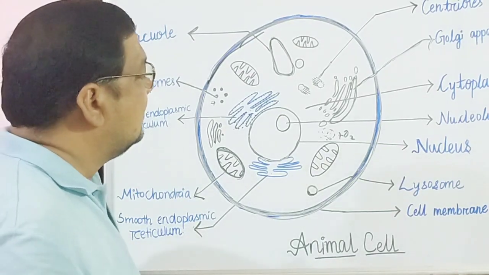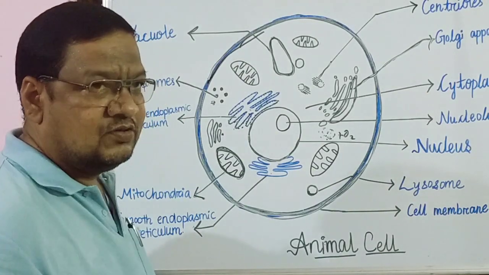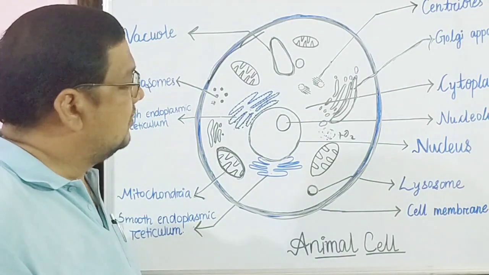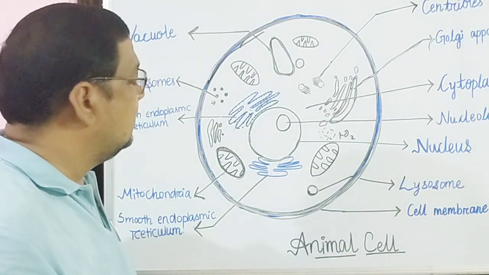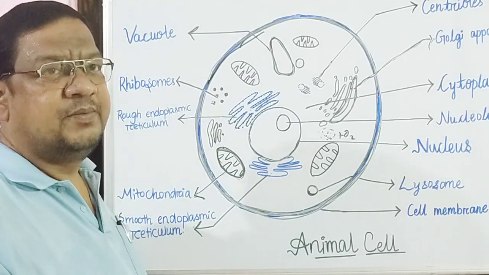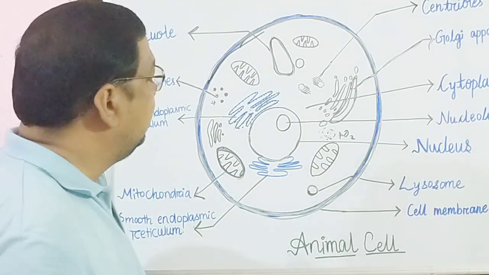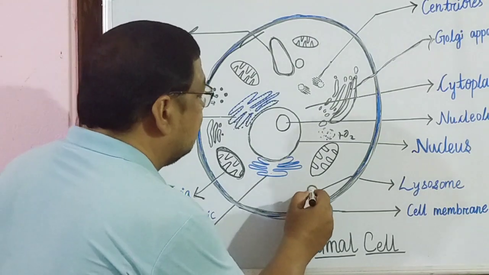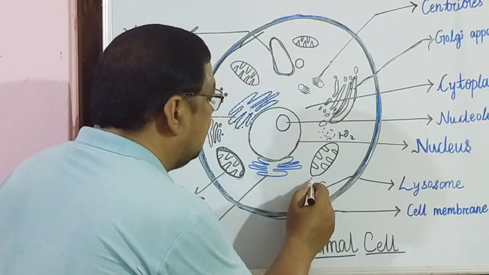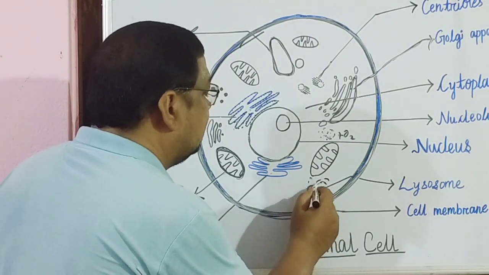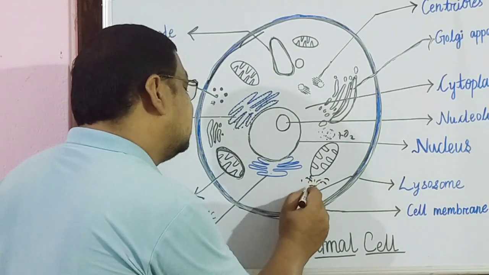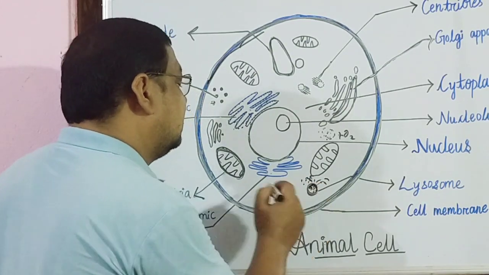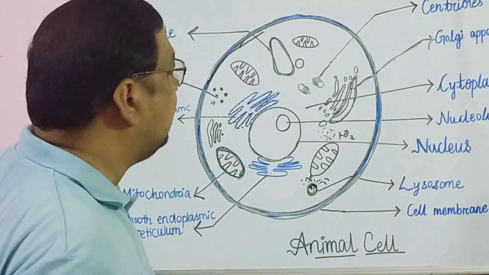But it is known as the suicidal bag. Why is it called so? Because sometimes it also damages its own cell, the living cells. When a heavy amount of these enzymes comes out from the lysosome, it digests its own cell. That's why it is known as the suicidal bag of the cell.